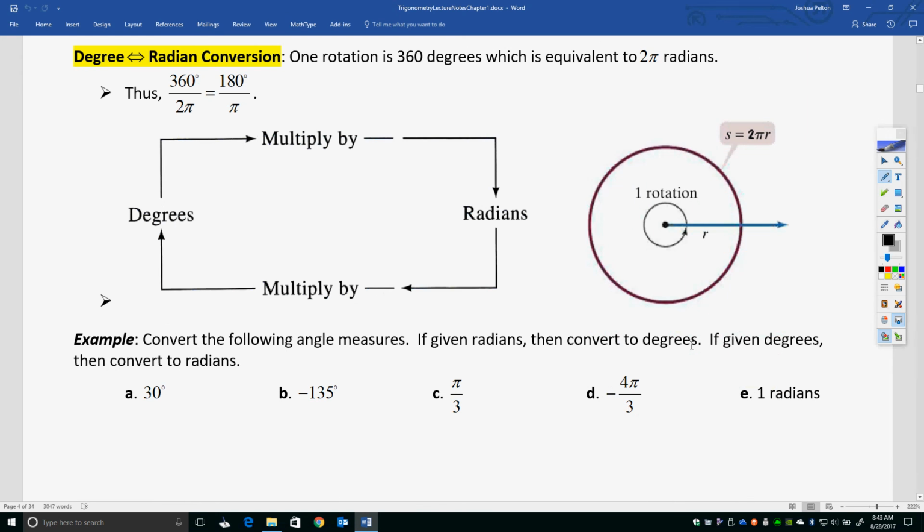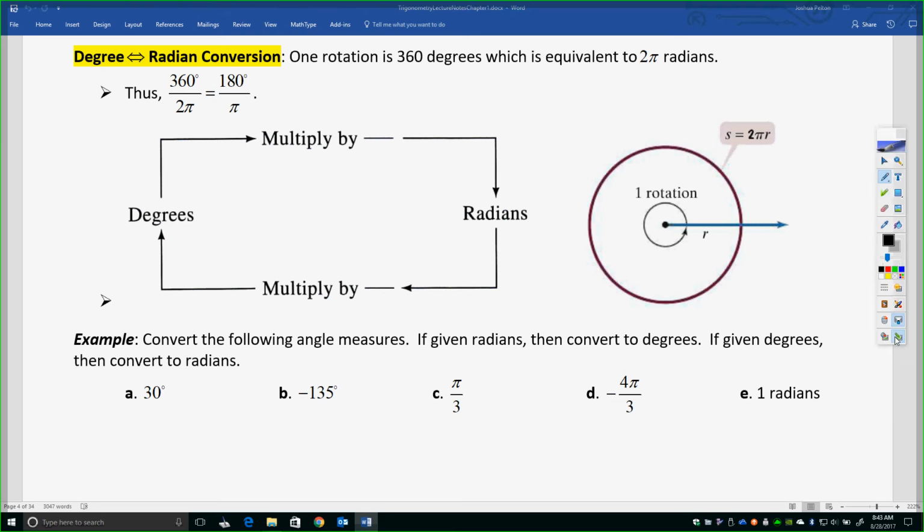Okay, so we also need to convert from radians to degrees and degrees to radians. Let's think about a circle. One circle is 360 degrees all the way around, one rotation. That's 360 degrees, which is also 2 pi, because if the radius is 1, the unit circle, then you would only get 2 pi all the way around. So basically 360 degrees is 2 pi. If you simplify that fraction, you get 180 over pi as the conversion factor.